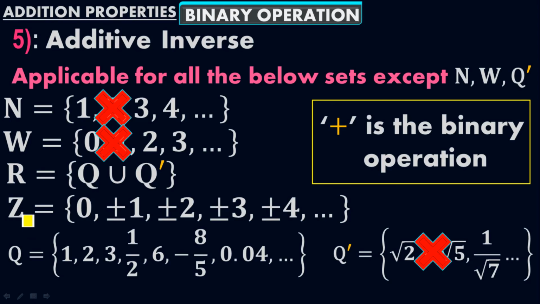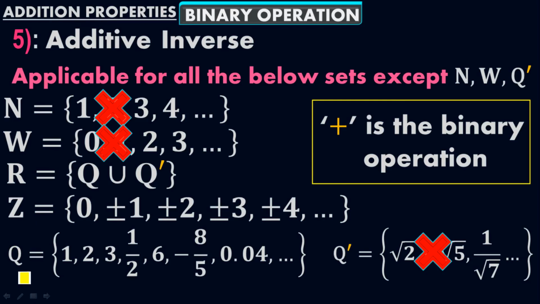Similarly, when you look to the integers, what is integer? Integer covers 0 and also both positive and negative values. 0 belongs to Z and also negative numbers belong to Z. So additive inverse property is applicable for the set of integers.